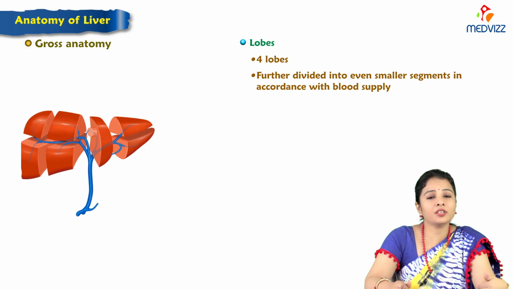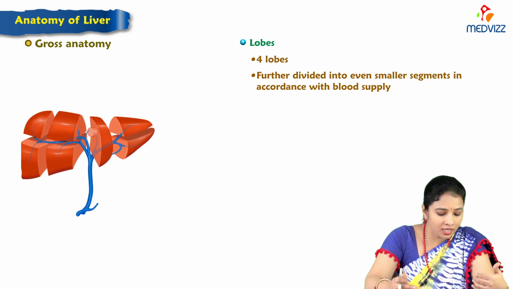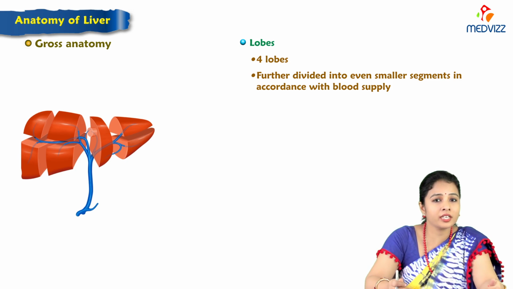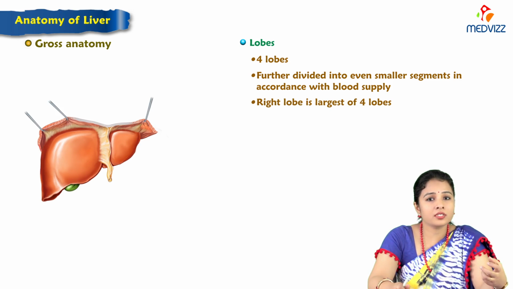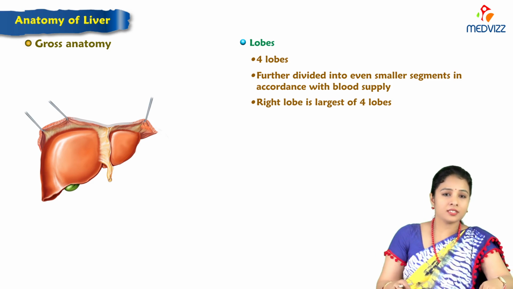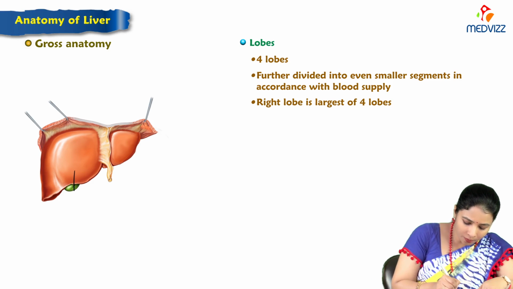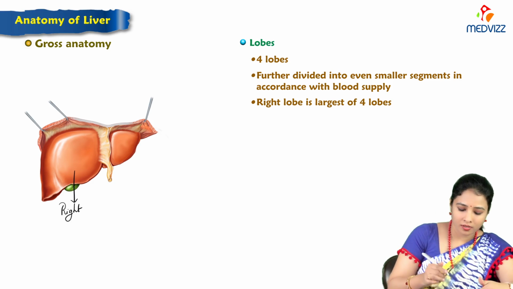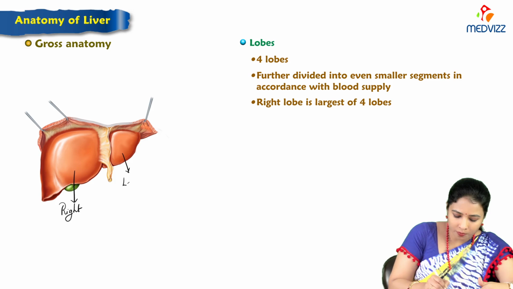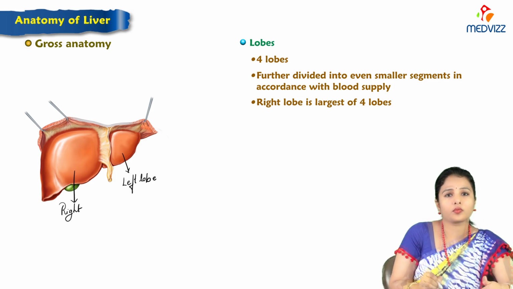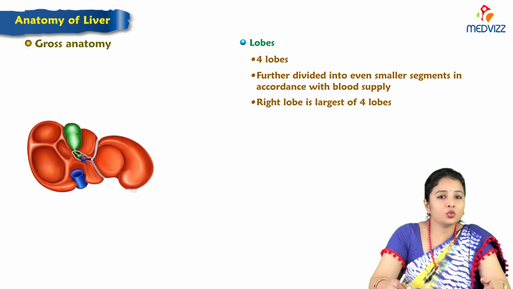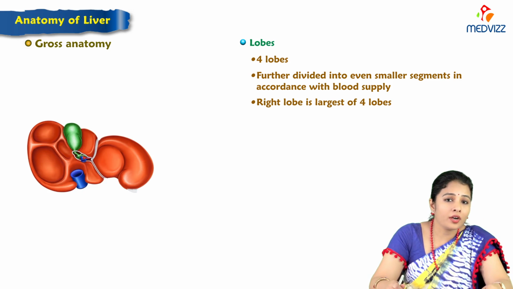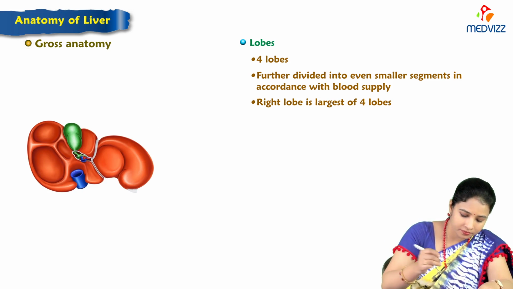So here is the image of the liver, where you can see the liver is divided into smaller segments based upon their blood supply. The right lobe is the largest of 4 lobes of the liver. So anatomically we can see the right one. This is the right lobe, which is the largest lobe. This is the left lobe. And inferiorly we can see 2 more lobes called as quadrate and caudate lobes.